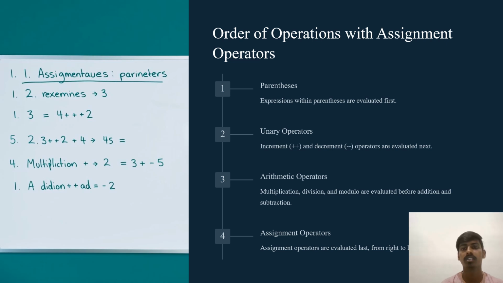Order of operations with assignment operators. First one is parenthesis. Second one is unary operator. Third one is arithmetic operator. And the fourth one is assignment operators.